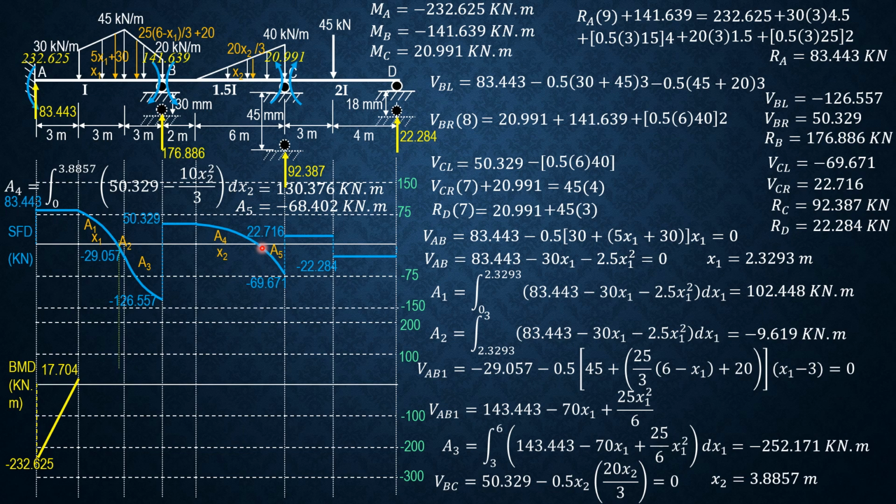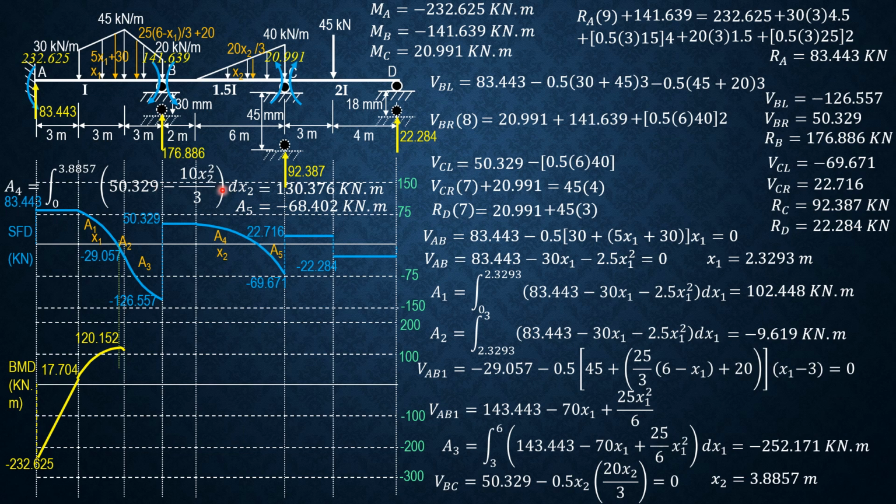So area 4 is area of parabola if you want, or area by integration. So let's have area by integration. You just check it by area of parabola 2/3 BH. Integral from 0 to 3.8857 of shear equation 50.329 minus 20 over 3 x2 square. If you simplify this, it is equal to 130.376 kilonewton meter.